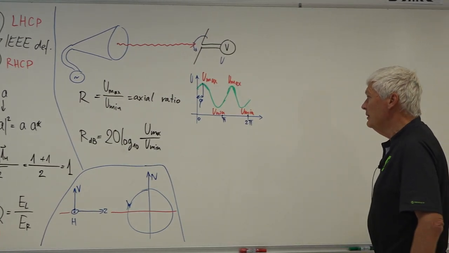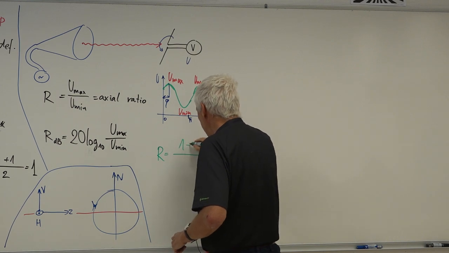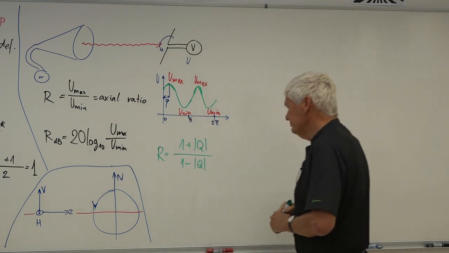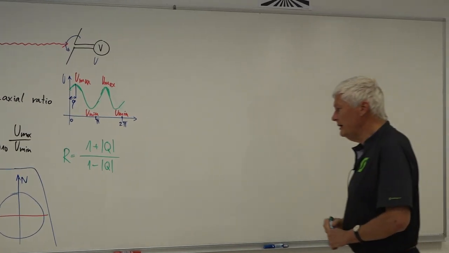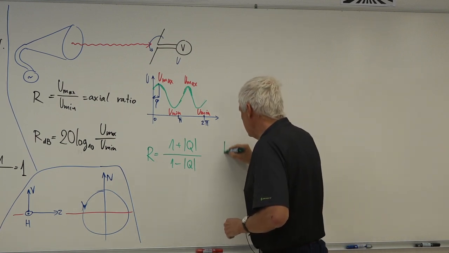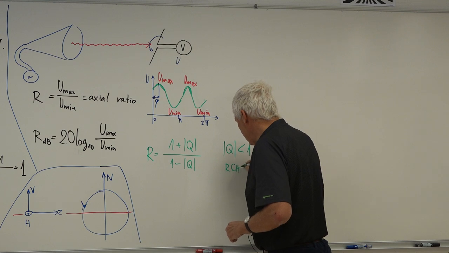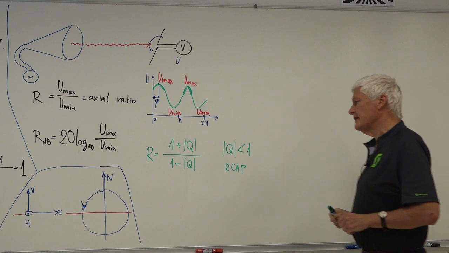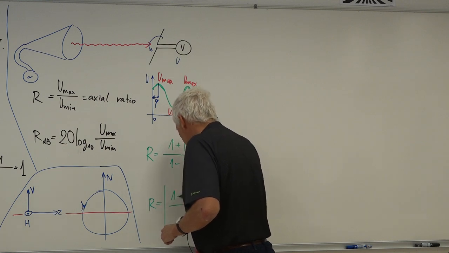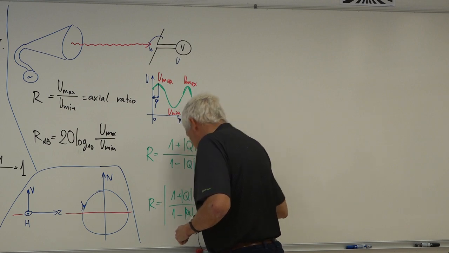What is the relationship between maxima and minima? This R can now be rewritten as 1 plus the absolute value of Q over 1 minus the absolute value of Q. This holds as long as the denominator is positive. So it holds for Q less than 1, or for circular or elliptical polarizations in the right-hand sense. In the left-hand sense, of course, I should add a minus sign. So in the left-hand sense, I should just take the absolute value here: 1 plus Q over 1 minus Q, and again an absolute value on the outside.